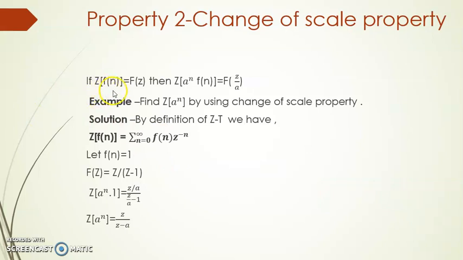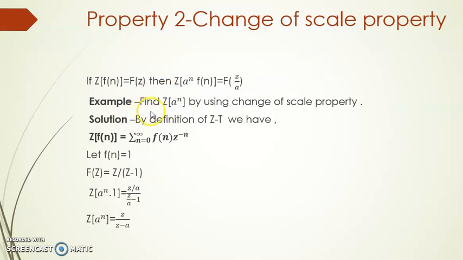If Z-transform of f of n is equal to F of z, then Z-transform of a power n f of n is equal to F of z by a. So what does this property say here? If Z-transform of f of n is equal to F of z, and if you multiply a to the power n with f of n, then what is the change in your answer F of z? Your answer changes from F of z to F of z by a.